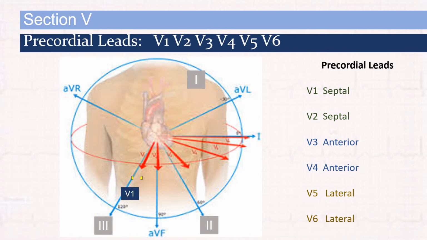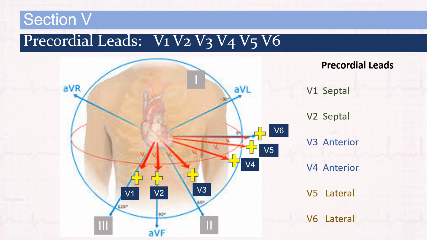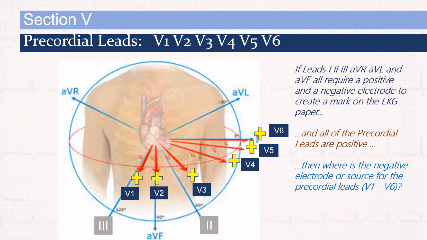This illustrates the location of the precordial leads V1 through V6. Notice that all of the precordial leads are positive. So if leads 1, 2, and 3, which are bipolar, require a positive and a negative electrode, and aVR, aVL, and aVF, the augmented leads, are a byproduct of those positive and negative electrodes, and all of the precordial leads are positive, then where is the negative electrode or source for all of the positive precordial leads, which are V1 through V6?